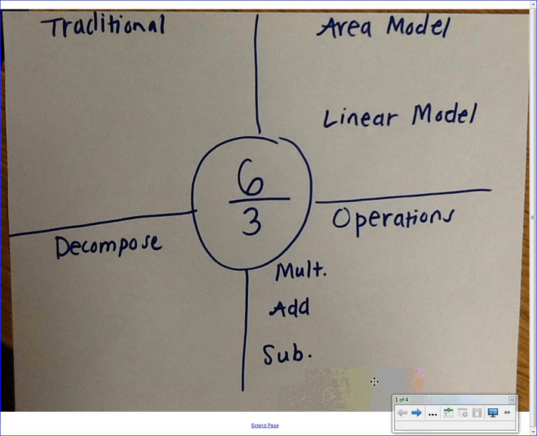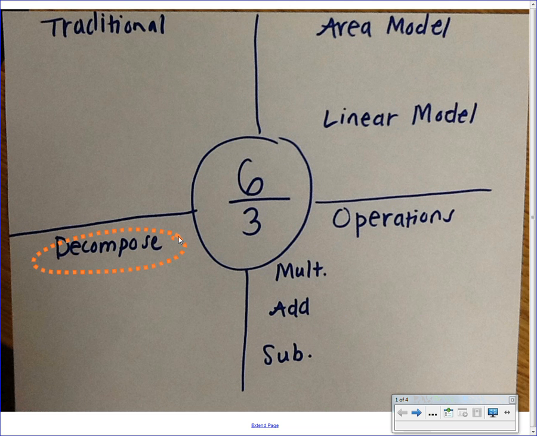All right, boys and girls, today we are going to talk about taking fractions and using number lines to multiply fractions. So we're going to start with the fraction 6/3. I want you to draw this in your math notebook so that you have it as a reference so you can look back at it. And we're always going to start in the decompose circle. If you break it down, get your unit fraction first, it'll make all the other steps easier. So we're going to start by decomposing.